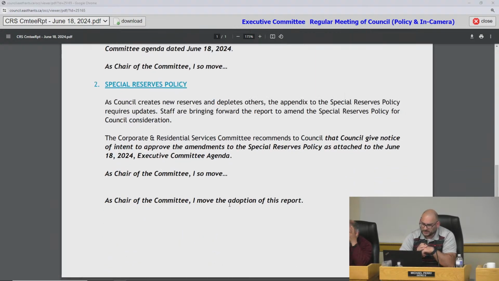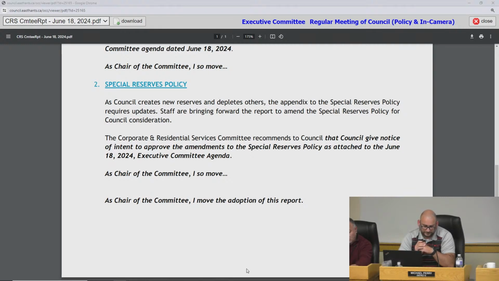Special Reserves Policy. As Council creates new reserves and depletes others, the appendix to the Special Reserves Policy requires updates. Staff are bringing forward the report to amend the Special Reserves Policy for Council consideration. The Corporate and Residential Service Committee recommends to Council that Council give notice of intent to approve the amendments to the Special Reserves Policy as attached to the June 18th, 2024 Executive Committee agenda. As Chair of the Committee, I so move.